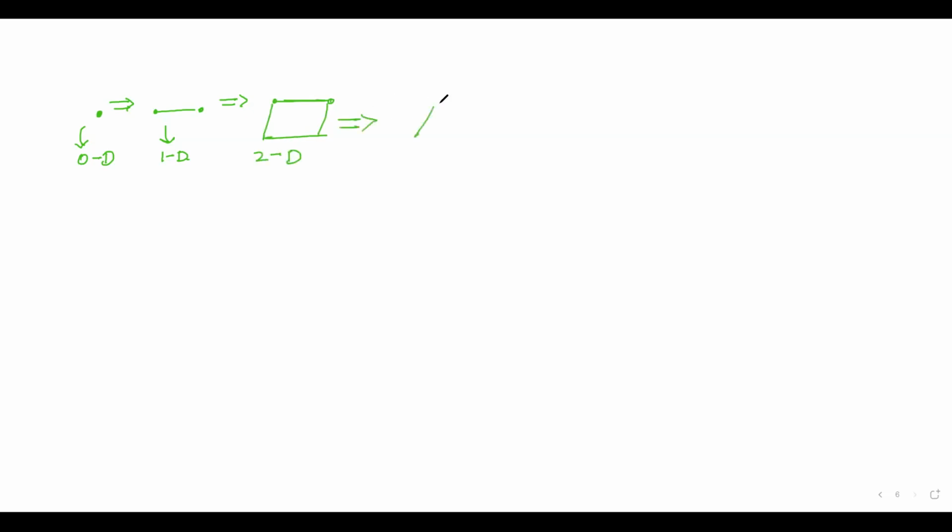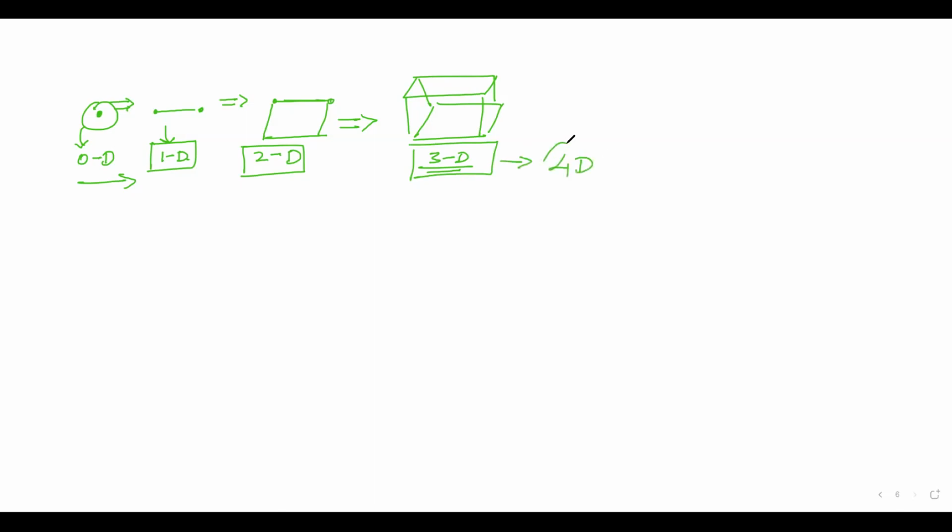Now further on, if I take one 2D structure, another 2D structure, and join them, I will get a 3D structure. Now our world is limited to 3D structures, but you can imagine that as we go upwards, if I add two zero-dimensional objects, I get a 1D object. If I add two 1D objects, I get a 2D object. If I add two 2D objects, I get a 3D object. Now if I join two 3D objects, I will get a 4D structure. If I add two 4D structures, I will get a 5D structure.